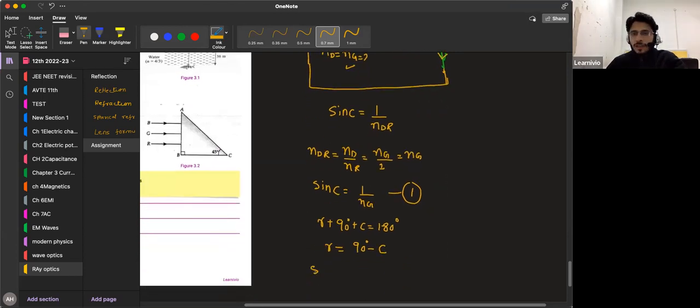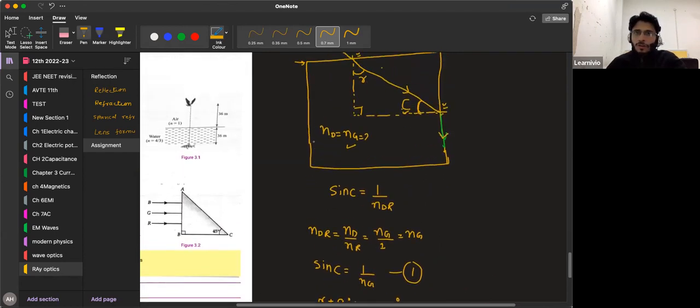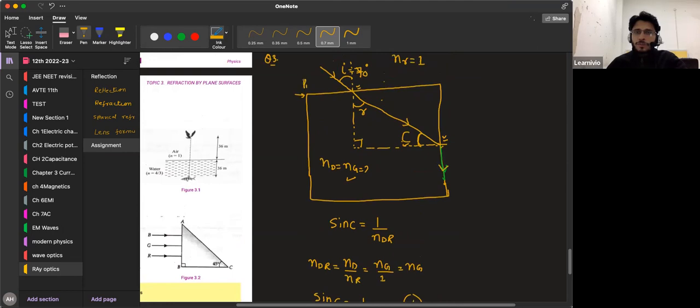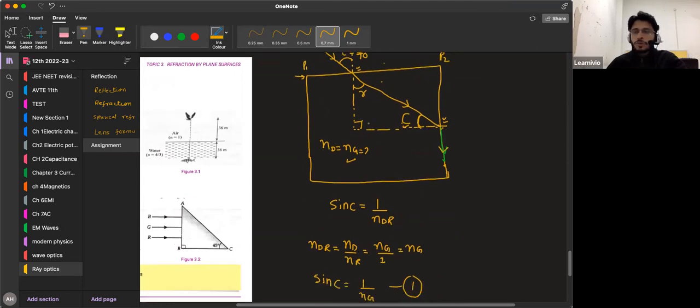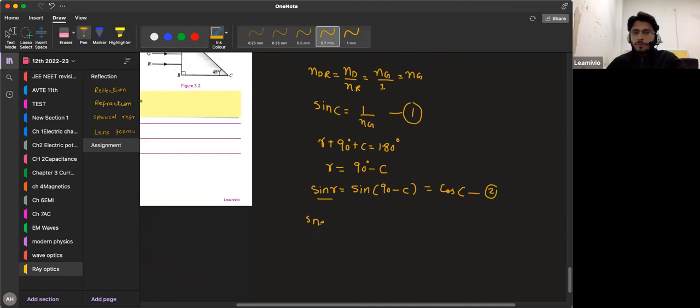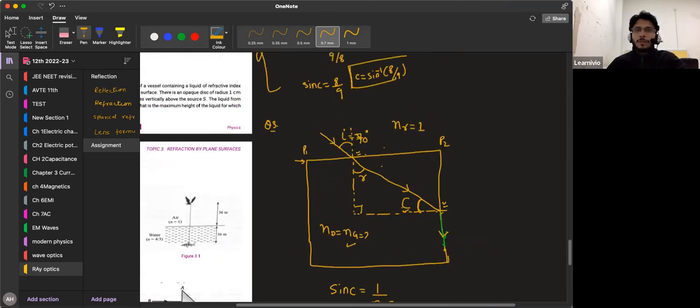Or you can say that sine R is sine of 90 minus C. And sine of 90 minus C is cos C. Let's call this equation number 2, so important an equation. Now we know sine R is cos C. Now let's apply Snell's law over this surface, P1, P2. Snell's law at P1, P2. So let's apply Snell's law here.